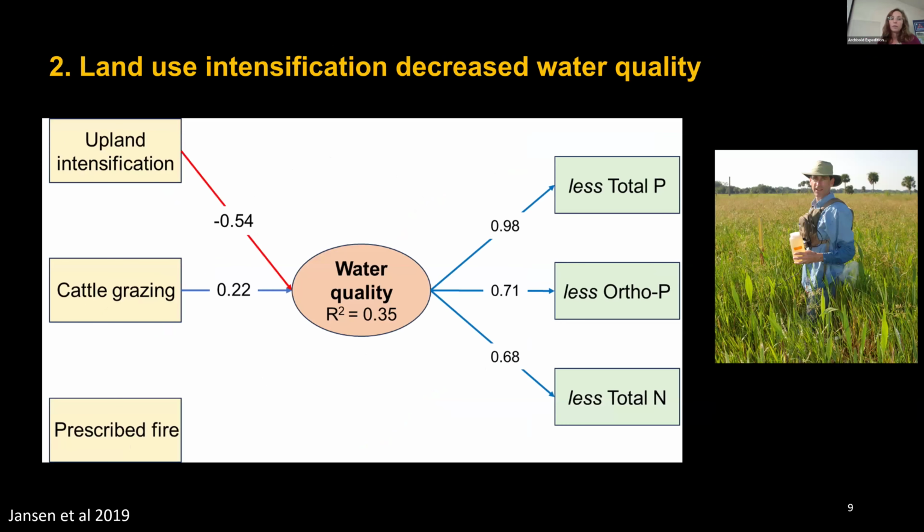So for water quality, 3 indicators significantly define water quality: lower total P, lower available phosphorus, and lower total nitrogen. So lower nutrients, better water quality. And not surprising, we see a negative effect of upland intensification on the water quality. But this is surprising. There was a small positive effect of cattle grazing on water quality.